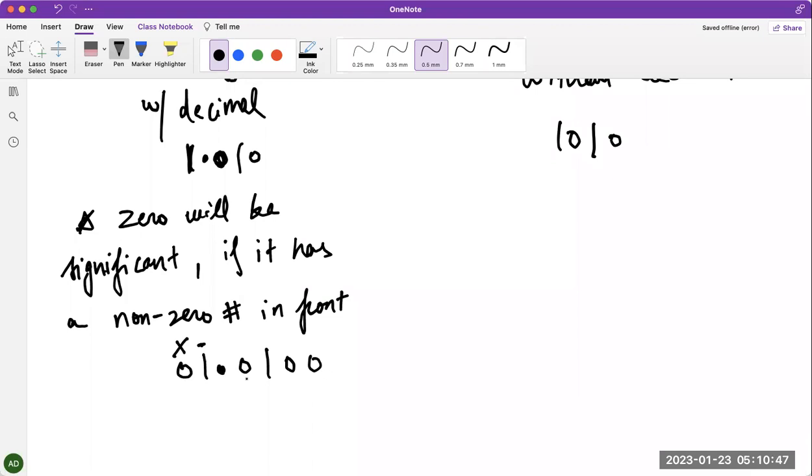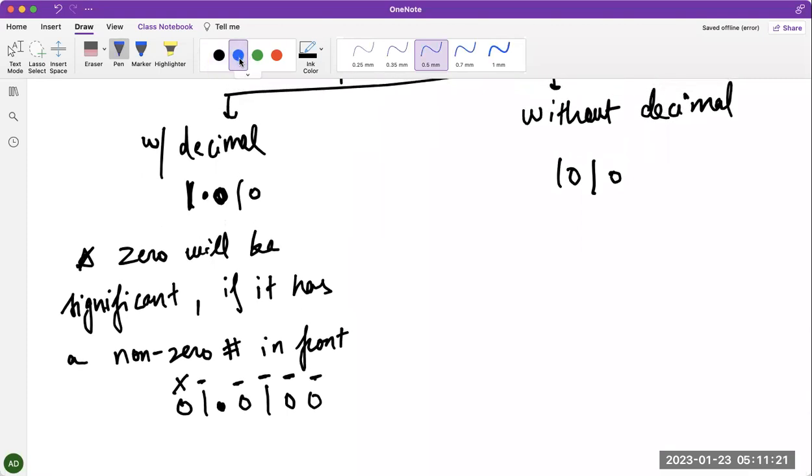Then I look at this zero. When I look at this zero, I ask myself, is there a non-zero number in the front? Yes, there is. So this guy is significant. Let's look at this zero. This zero has a non-zero number in the front, so it is significant. Let's look at this zero. This zero also has a non-zero number in the front. Anywhere in the front is okay. That non-zero number does not have to be immediate. Any non-zero number in the front is okay for a zero to be significant, again, when you have a decimal. So all of the examples that we just did only work because you have a decimal.